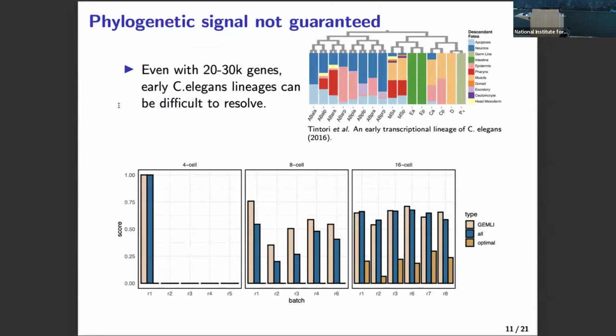elegans, where even at the 8 cell stage, if you try to use the entire transcriptome, you will not resolve the lineage. You will get some sort of distance in gene expression space, but that will not reflect the lineage in general. At least at the 8 cell stage here, you can find some optimal subset of genes that do reflect the lineage, but these are highly variable from batch to batch. And then at the 16 cell stage, even that breaks down.